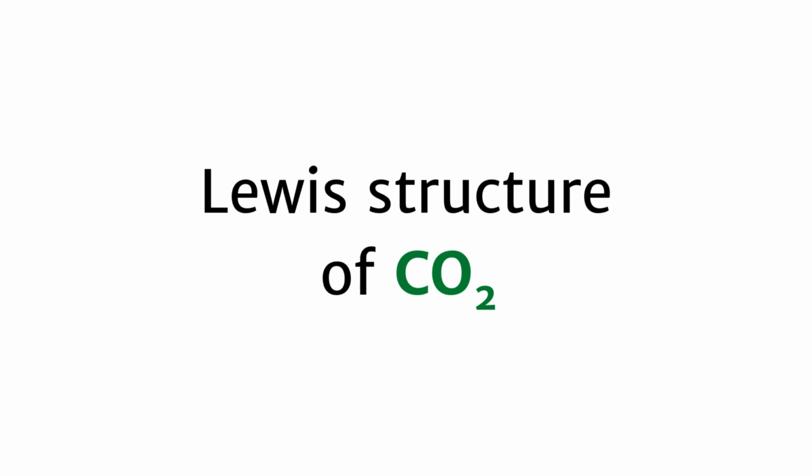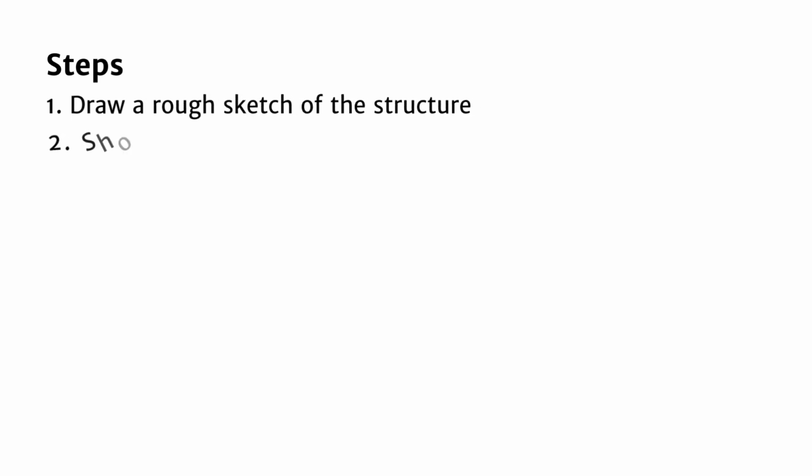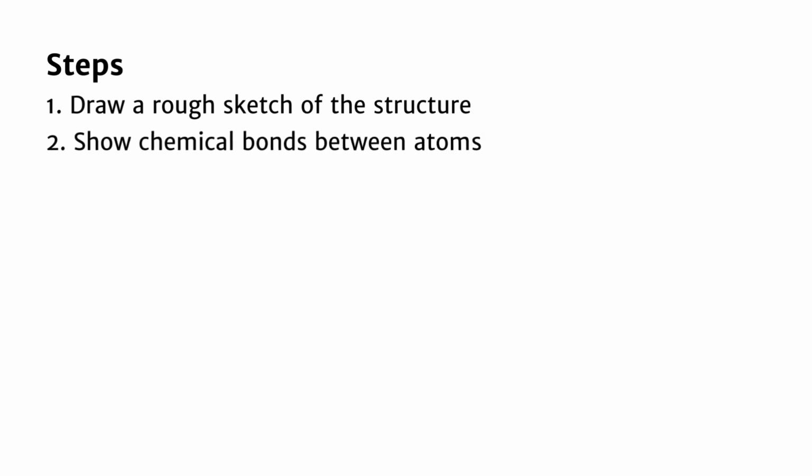Let's draw the Lewis structure of CO2, which is carbon dioxide, step by step. Follow these steps to perfectly draw the Lewis structure of CO2. First, draw a rough sketch of the structure. Then, show chemical bonds between atoms.